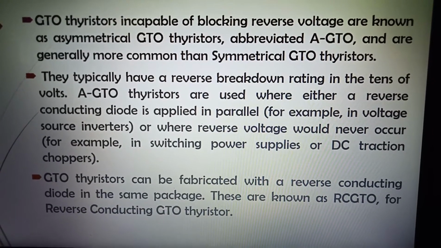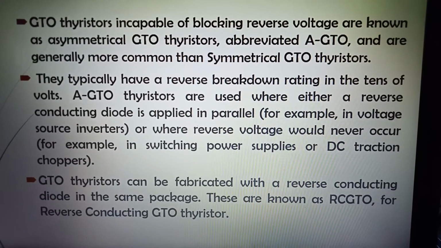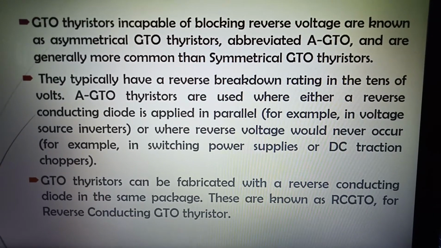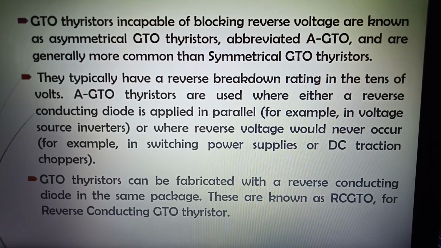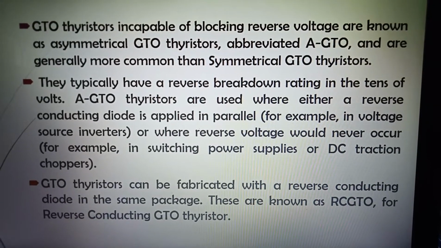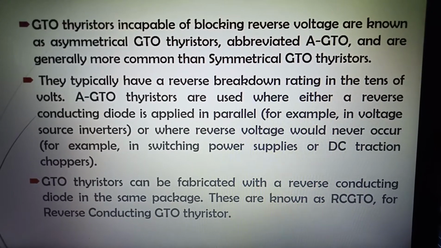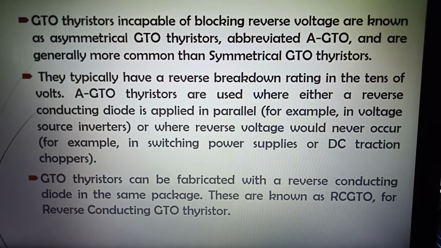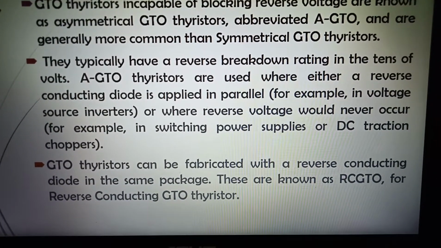AGTO thyristors are used where either a reverse conducting diode is applied in parallel, for example in voltage source inverters, or where reverse voltage would never occur, for example in switching power supplies or DC traction choppers. GTO thyristors can be fabricated with a reverse conducting diode in the same package. These are known as RCGTO, for reverse conducting GTO thyristors.